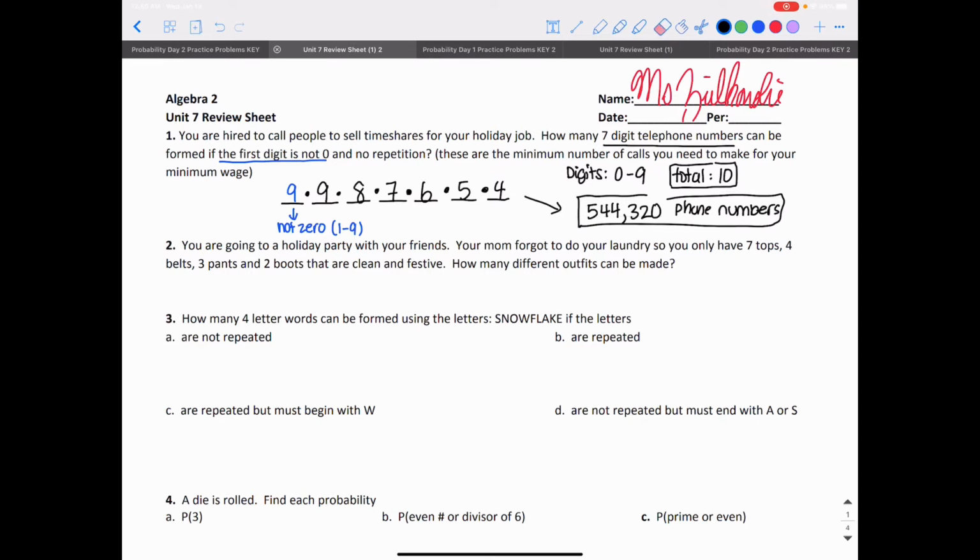For number 2, you're going to a holiday party with your friends. Your mom forgot to do your laundry, so you only have 7 tops, 4 belts, 3 pants, and 2 boots that are clean and festive. I want to know how many different outfits can be made.